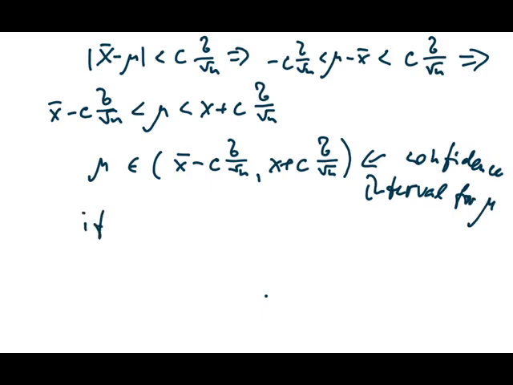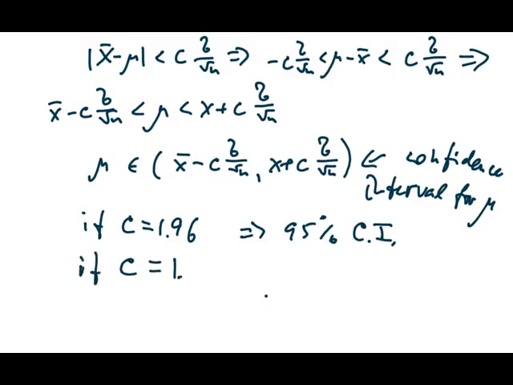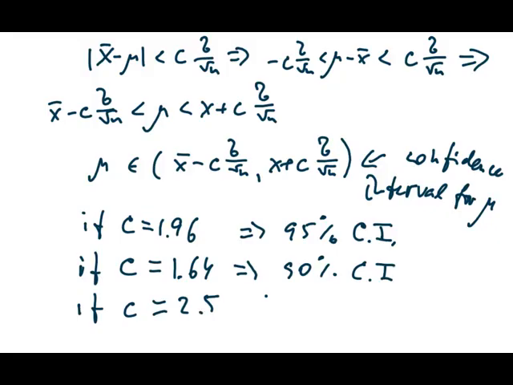If c equals 1.96, then this is called a 95% confidence interval. If c equals 1.64, then we have a 90% confidence interval. And finally, if c is 2.58, we get a 99% confidence interval.